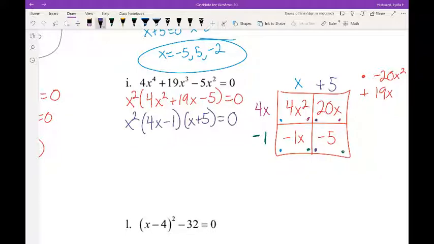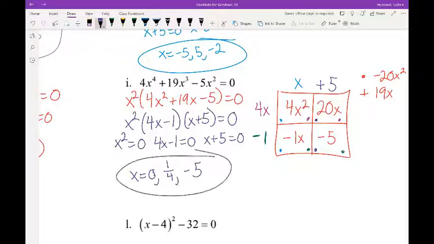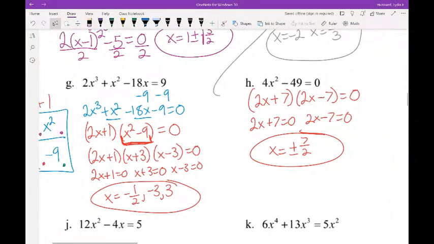equals 0. Now I set each factor equal to 0, and one thing that people often leave out is setting this x squared, this GCF we took out in the beginning, equal to 0. Because that is a variable, we still have to set that piece equal to 0. And so when I solve all of these pieces, I'm going to get that x equals 0, a positive 1/4, and a negative 5. And so that should be my answer. So make sure you're setting that GCF, if it has a variable in it, equal to 0. Okay.